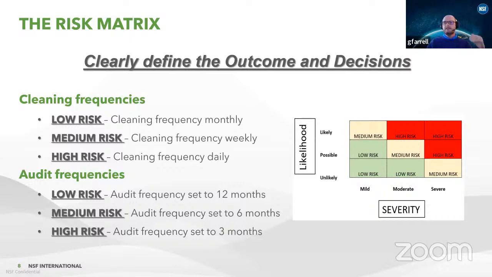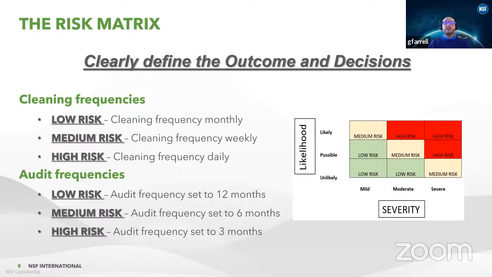We need to clearly define an outcome. So, cleaning frequencies: the scope could be, can we change our cleaning frequency for something? So low risk, if we go through and we assess the severity and the likelihood and it comes out low risk, what does that mean to us? That means we're going to move the cleaning frequency to monthly. Medium is we're going to move it to weekly. High risk, we're going to move it to daily.